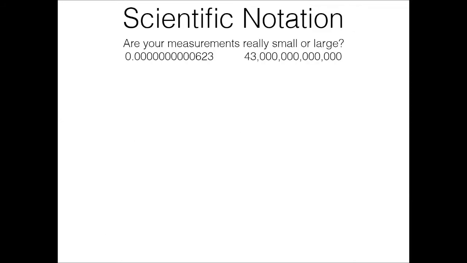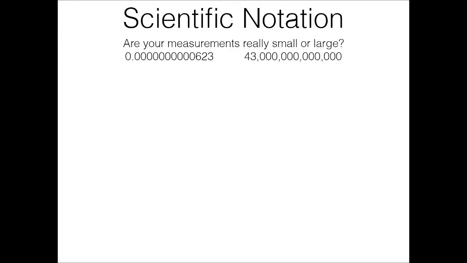The last thing I want to show you guys is scientific notation. Scientific notation is a way to handle very large or very small numbers, which is quite common in physics, as you will see throughout this course. So if you have a really small measurement, like 0.00000000623, or you have a giant number, like 43 trillion, okay? Oh, that's actually 43 quadrillion. These are giant numbers. We don't like to write them out with all those zeros that are just placeholding.